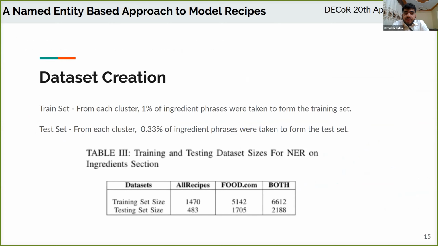For all of these clusters which were identified, we took 1% of the ingredient phrases to form the training set and 0.33% of the ingredient phrases to form the test set. We have explained the sizes of the three corpora which were formed: the old recipes, food.com, and a combination of these recipes. All of this is available within the RecipeDB database.